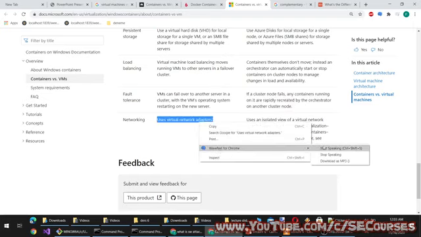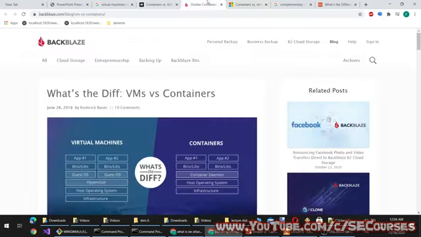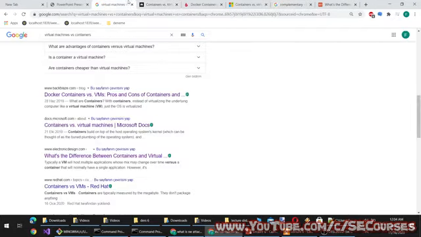From the networking point of view, VMs use virtual network adapters. Containers use an isolated view of a virtual network adapter, providing a little less virtualization. The host's firewall is shared with containers while using less resources. For more, see Windows Container Networking.